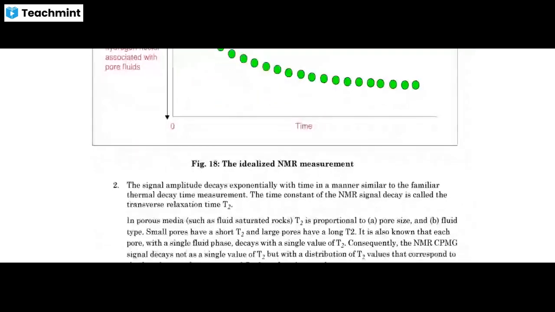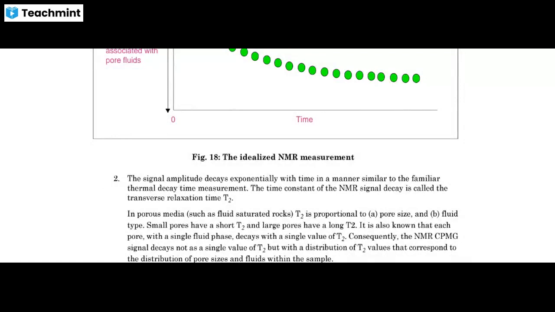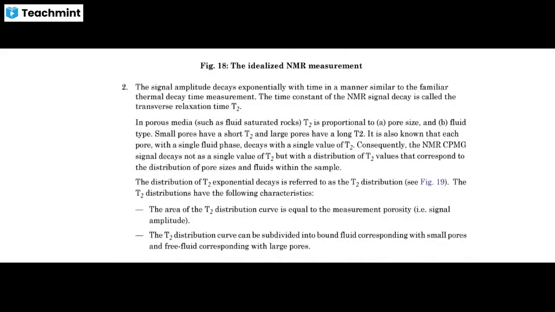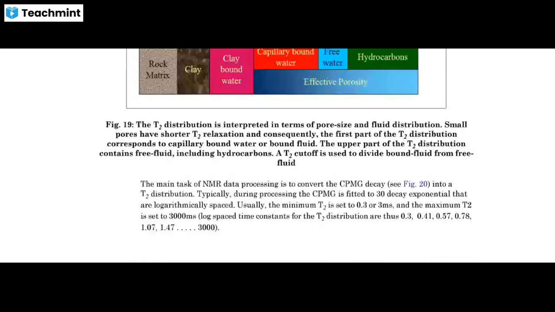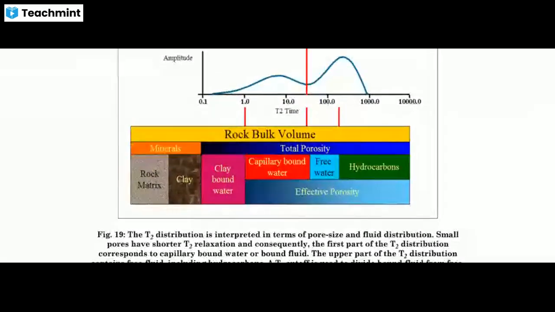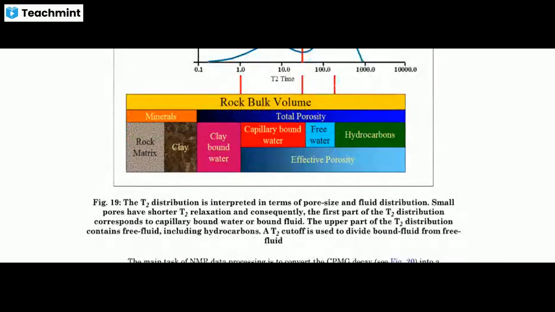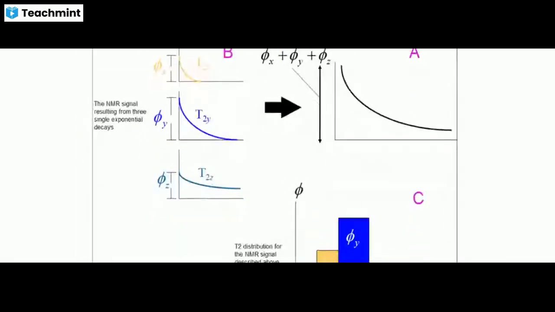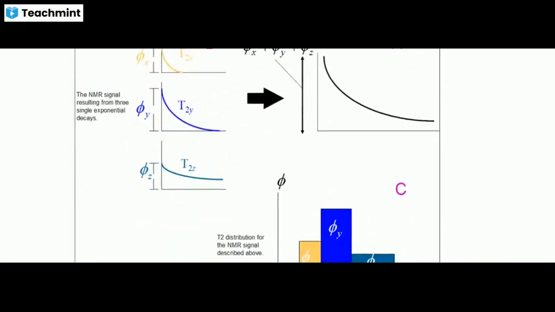Idealized NMR measurement number 2: the signal amplitude decays exponentially with time in a manner similar to the familiar thermal decay time measurements. So this is the idealized NMR measurement. And this is your T2 cutoff for the T2 distribution interpreted in terms of pore size and fluid distribution. Then this is your NMR signal resulting from three single exponential decays.